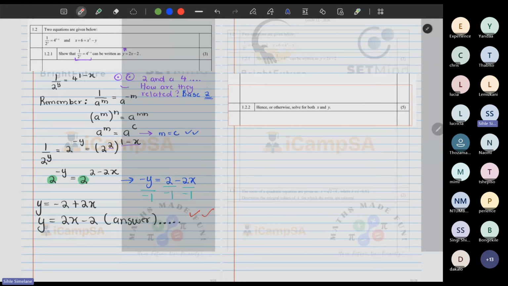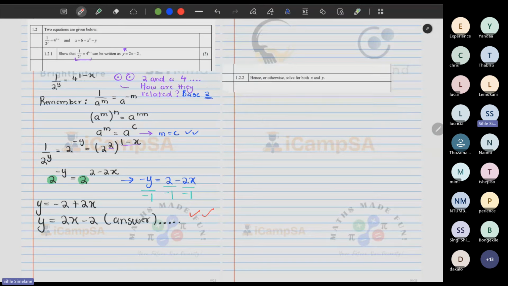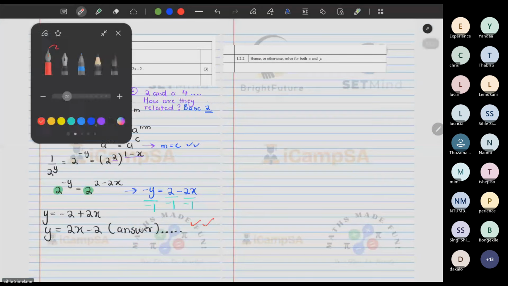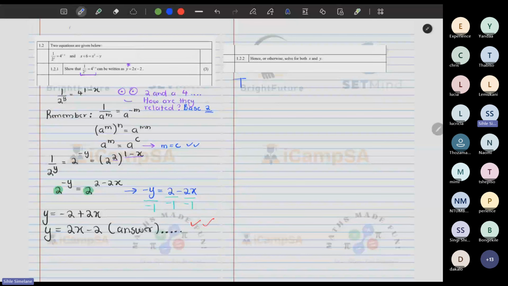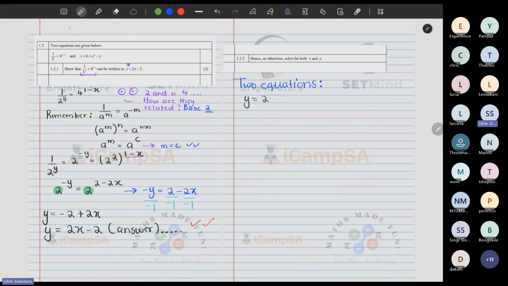And then they say, hence, remember we're still working with the same question, hence determine the values of x and y. So remember, what we now have is 2 equations. What are these 2 equations? Well, what we just showed is that we have y equals 2x minus 2, but they also gave us another equation: x plus 6 equals x squared minus y.